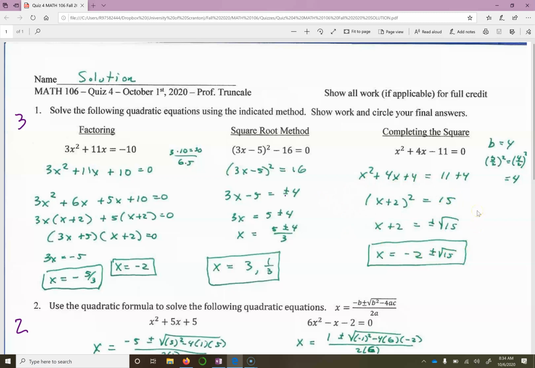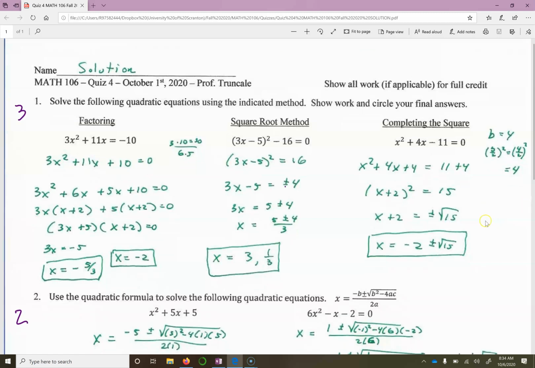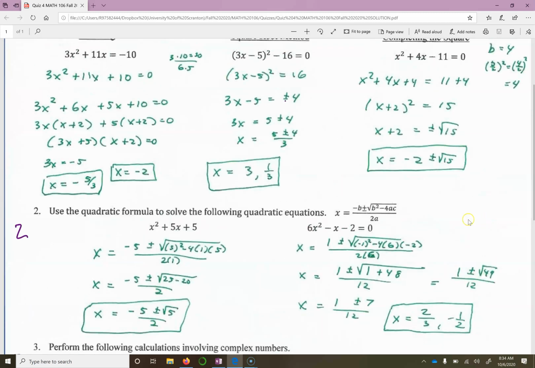So the reason we show you these different methods is that when you go to solve a quadratic equation, if you could tell that you could use one of these, it's going to be a lot quicker than, let's say, doing the quadratic formula. But we still want to make sure you know how to do the quadratic formula, so that was number 2. So you just had to go through them.